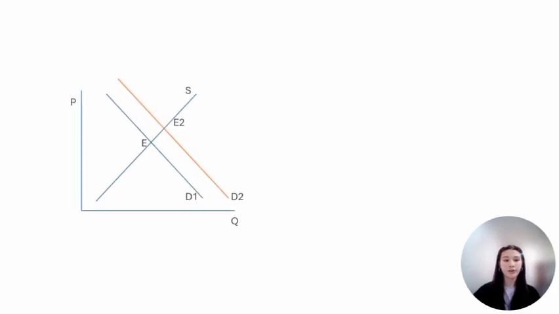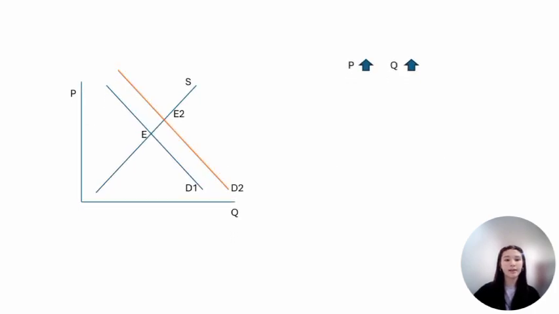In this graph, you can see the shifts in demand. When the demand increases, the demand curve shifts to the right from D1 to D2. Here you can see, and the equilibrium point also moves from E1 to E2 with increasing price and increasing quantity.